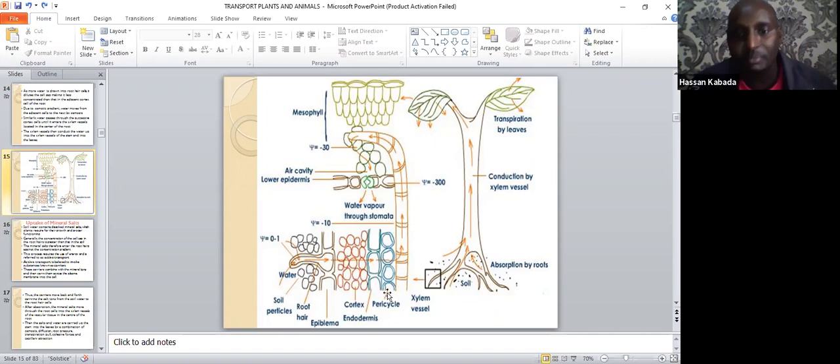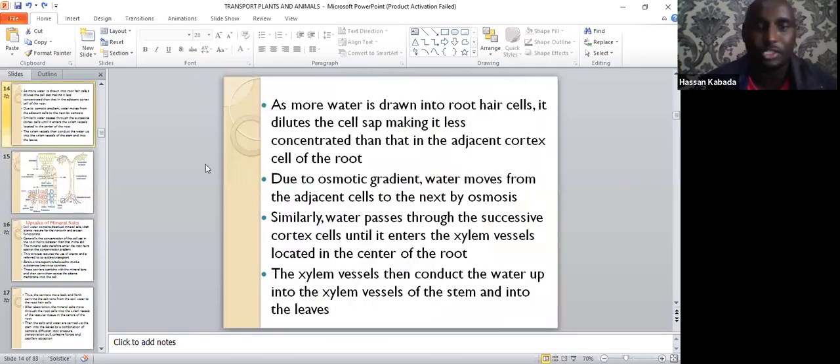This one is the xylem, and once the water is in the xylem, we know it will move up through the 4 forces we are going to look at. That is the transpiration pull, root pressure, and also capillarity. So this is about the absorption of water molecules by the root hair cells. So we have a small literature to end up on that.